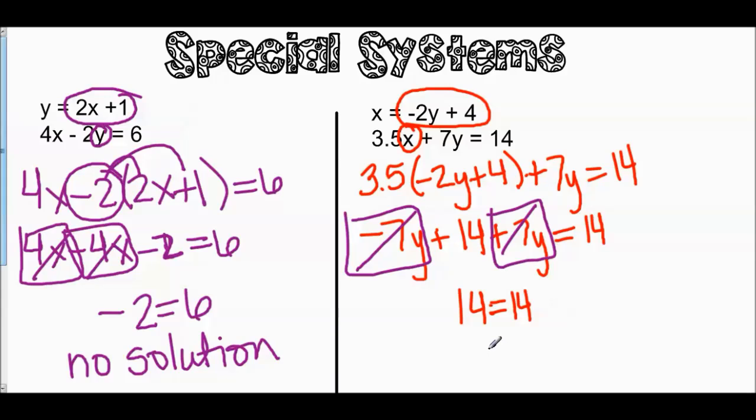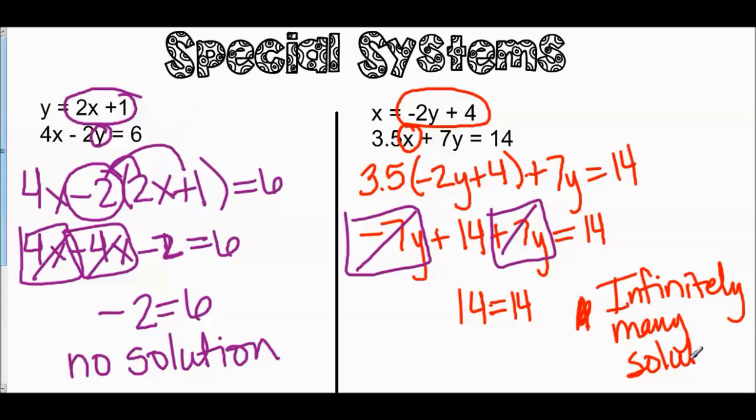So what that tells me is that these lines lay on top of each other, and that it doesn't matter what I put in as a solution, it's also going to make the second equation true. So this one is infinitely many solutions. The reason why it is not all real numbers like you saw in equations is it doesn't mean I can put anything in there. It means that there is an infinite number of solutions, because if you picture that line on the graph, it extends infinitely in both directions.